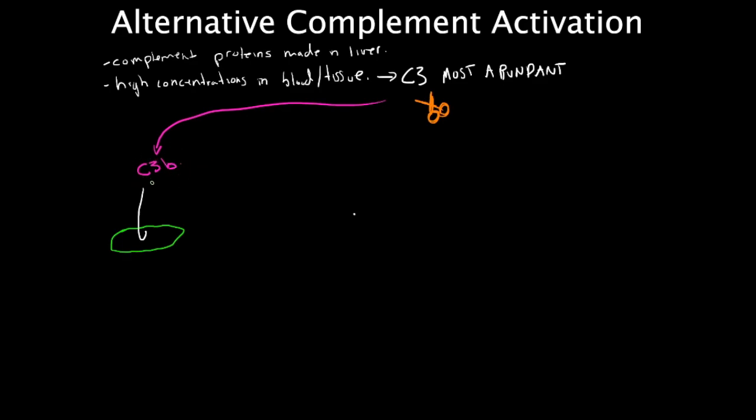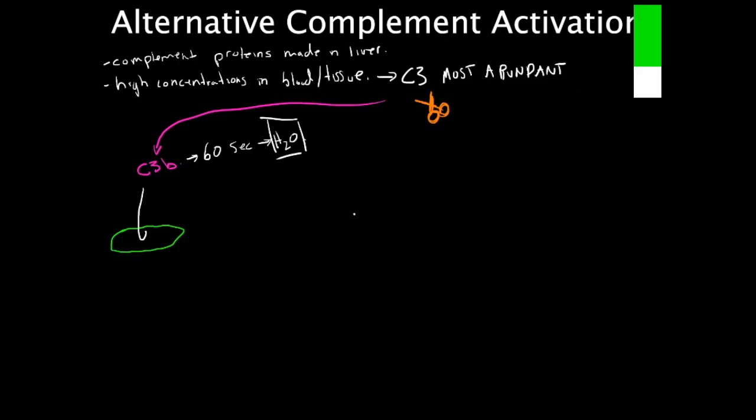If this doesn't happen, sorry, I should mention this as well, if it doesn't happen, there's nothing for it to find. It has about 60 seconds to find a binding partner before being degraded by water. Okay, so that's important. That is one of the regulatory factors of the complement system. So once C3b is stabilized to this bacterial wall, another complement protein, complement B, will come in.